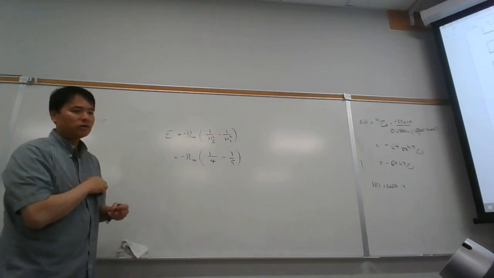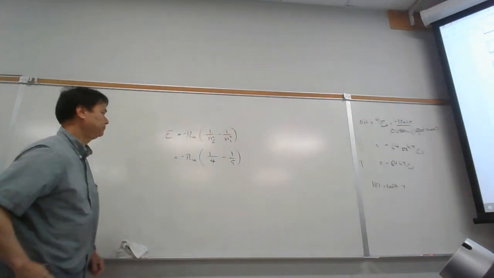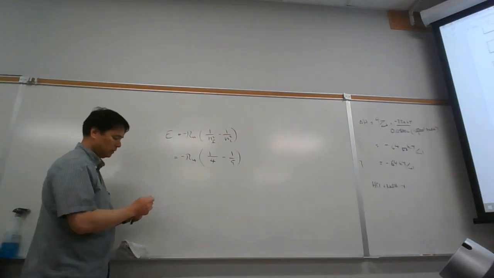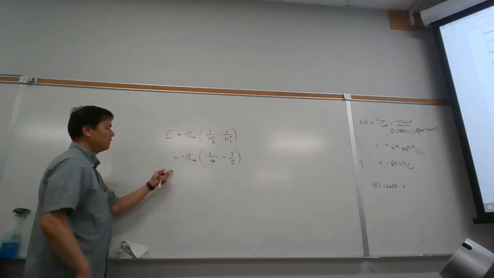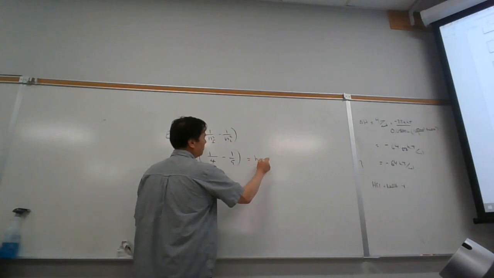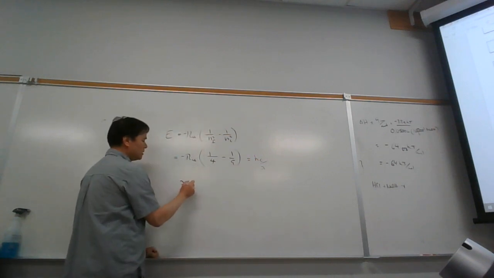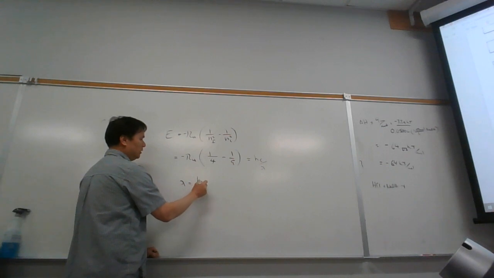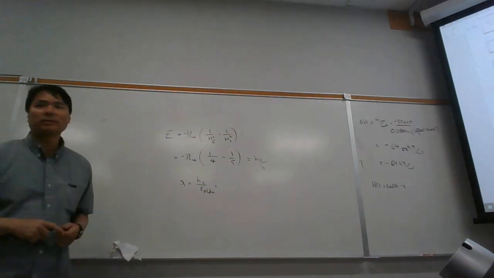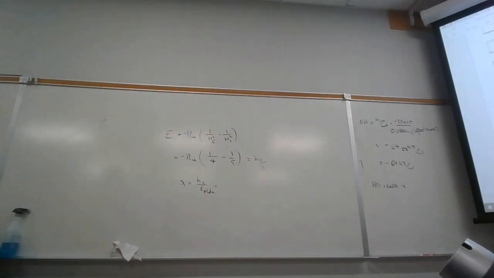Then we can calculate the energy of this photon here. And then once you calculate the energy of the photon, this is equal to hc over lambda. And then lambda is equal to hc over the energy of the photon. And then that comes out to about 750 something nanometers, which should be in the red. We did that.